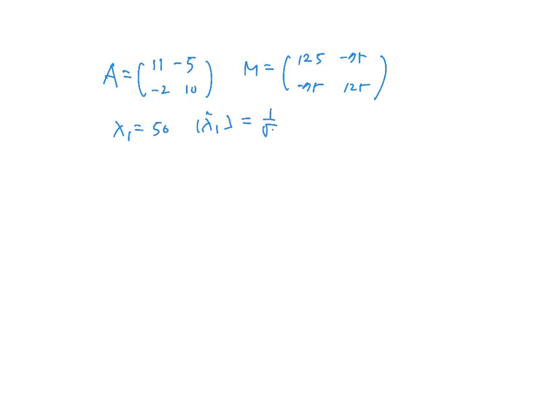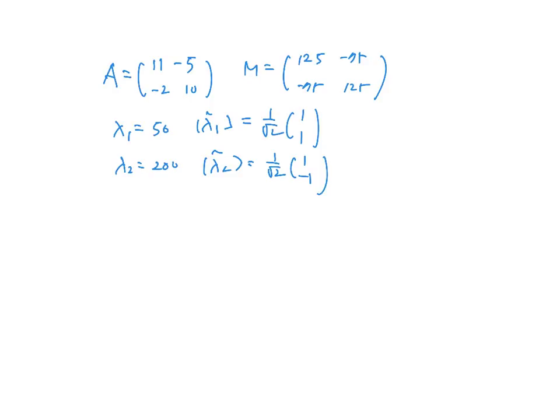Starting with A, 11 minus 5 minus 2, 10. We have M, 125 minus 75 minus 75, 125. We have two eigenvalues, 150. Normalized eigenvectors are square root of 2, 1, 1. Lambda 2 is 200. Lambda 2 is square root of 2, 1 minus 1.